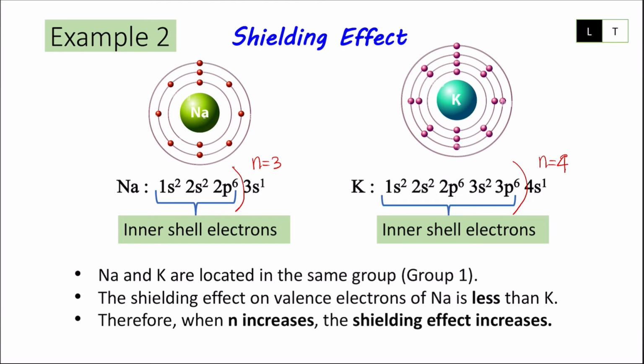Therefore, we can conclude that the variation is, when n increases, shielding effect increases, because electrons in the inner shell will shield, akan menghalang valence electron daripada dekat kepada nukleus. Sekiranya banyak inner shell, maknanya jauhlah jarak valence electron to get closer to the nucleus. Sama macam case potassium here.